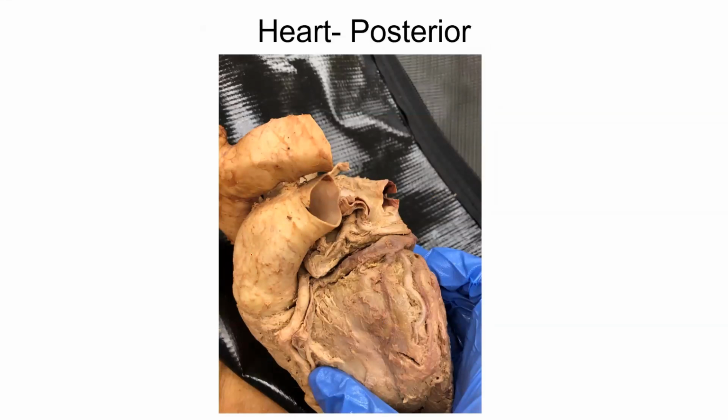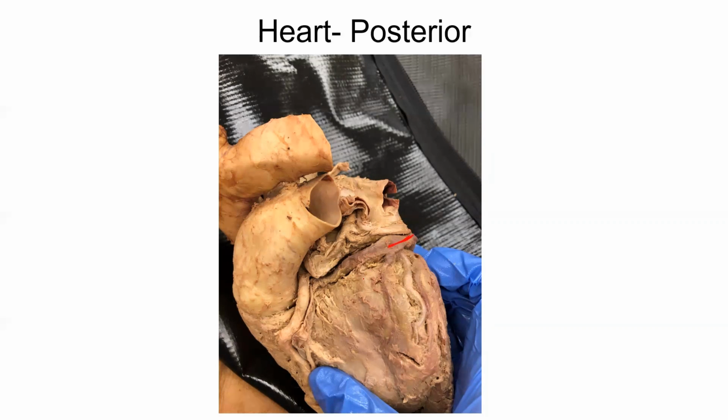All right, so let's get into some of the other external heart features, mainly the coronary arteries and those grooves, those sulci, and then some of the major vessels we can see as well. So here we've got a posterior view of the heart. We can see a bit of that coronary sinus here.